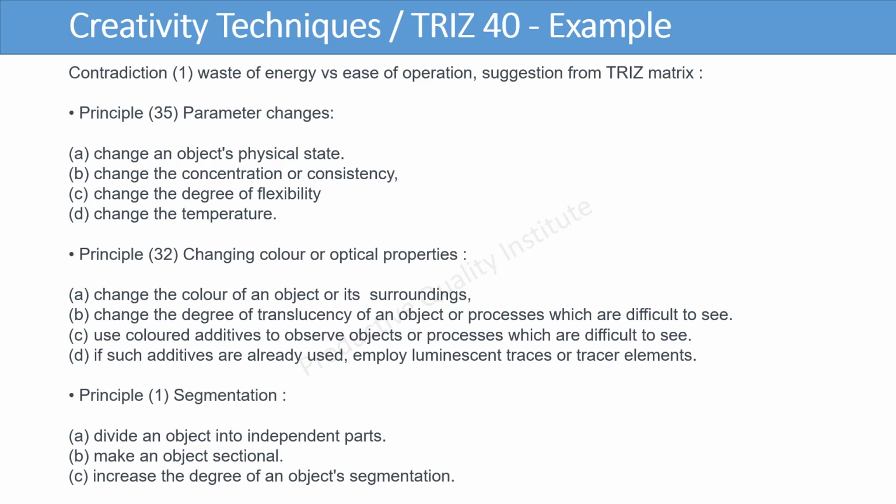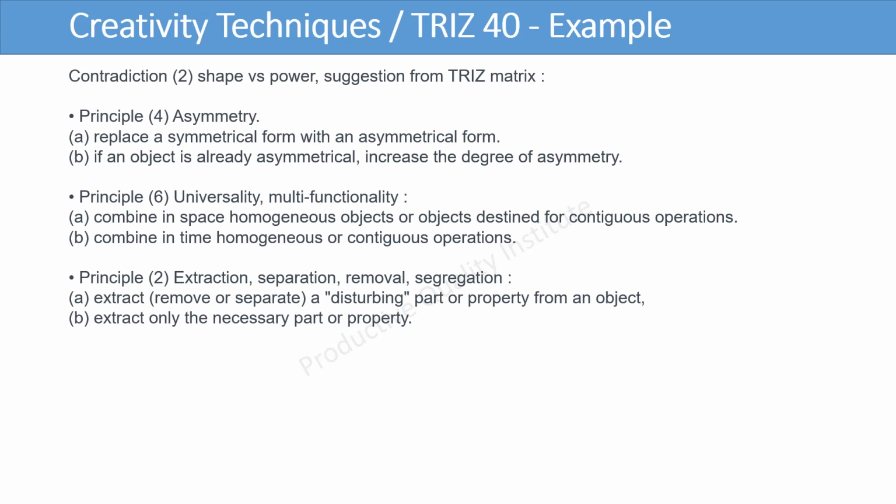Principle 1, segmentation. A. Divide an object into independent parts. B. Make an object sectional. C. Increase the degree of an object's segmentation. Contradiction 2: shape versus power.